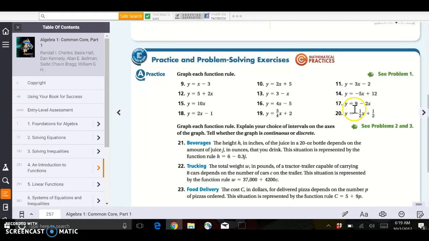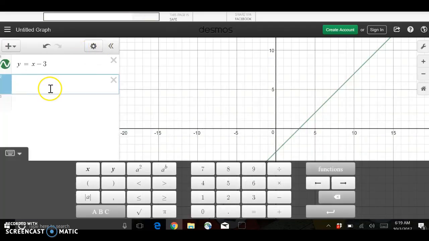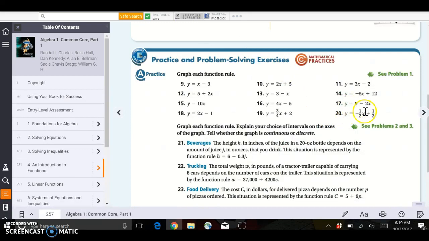Alright, let's take a look at 17. It's the same thing. What do you think the intercept is for this one? It's 9. So my graph will start at 9. So let's put a plot at 0, 9. There's my first plot. And I have a slope of -2. So it's going to go down 2 over 1.